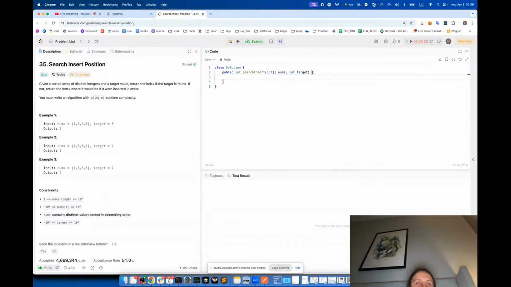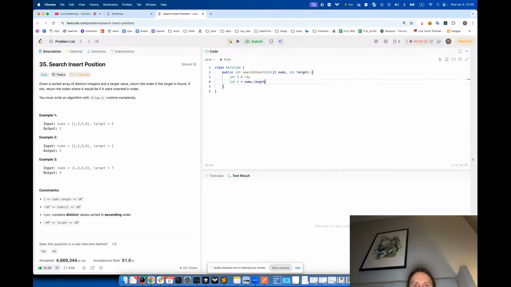Okay, so next one is search insert position. So given a sorted array of distinct integers and some target value, return the index if the target is found. If not, return the index where it would be if it were inserted in order. You must write an algorithm in log time. So for example, here we should put in 1, here we should put in 4. So let's write our algorithm.